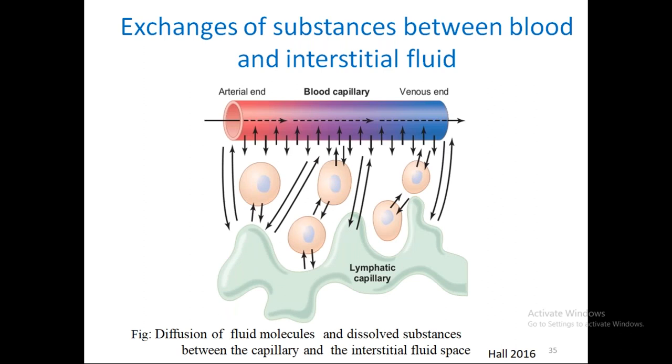Now I am going to discuss the third topic, that is how fluid and other dissolved substances are exchanged between blood and interstitial fluid. The substances are exchanged between blood and interstitial fluid by diffusion. Lipid soluble substances diffuse directly through the capillary membrane, but water soluble and non lipid soluble substances diffuse through capillary pores. This is the blood capillary. This is the interstitial space. This is the lymphatic capillary of the lymphatic system.